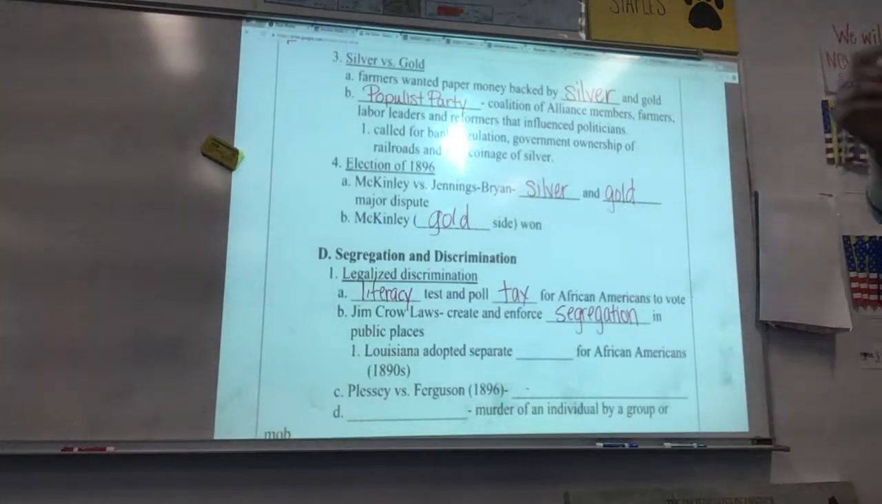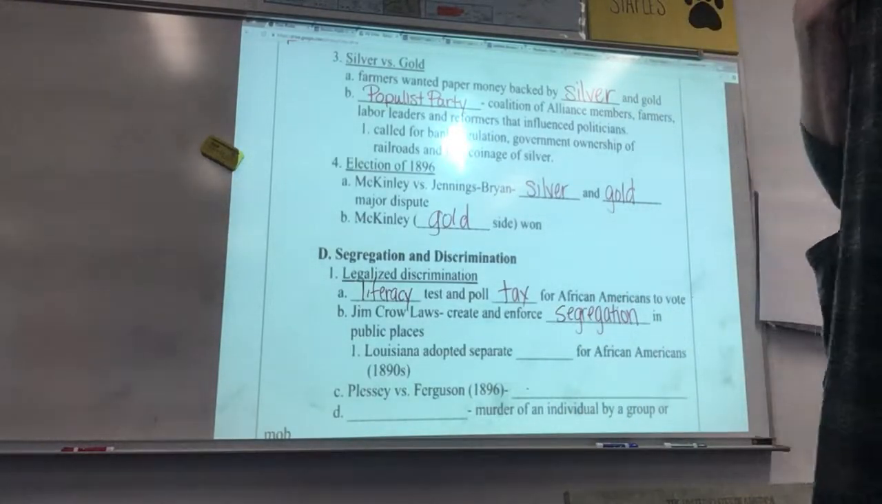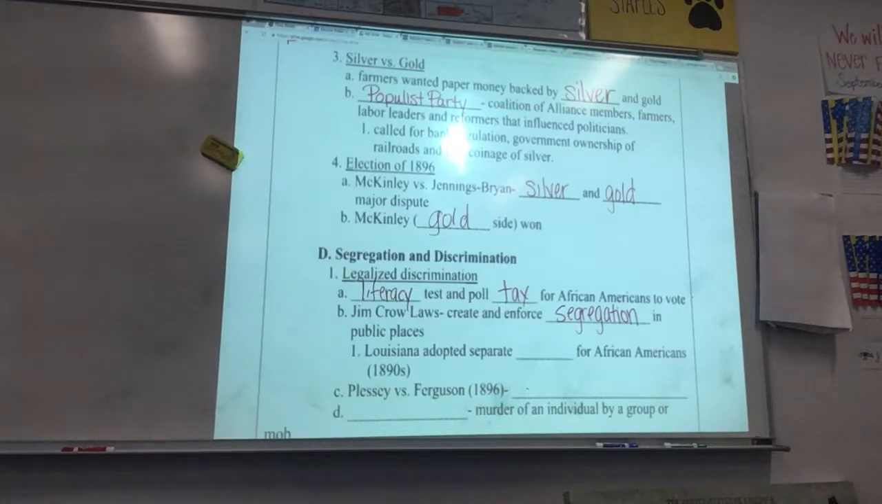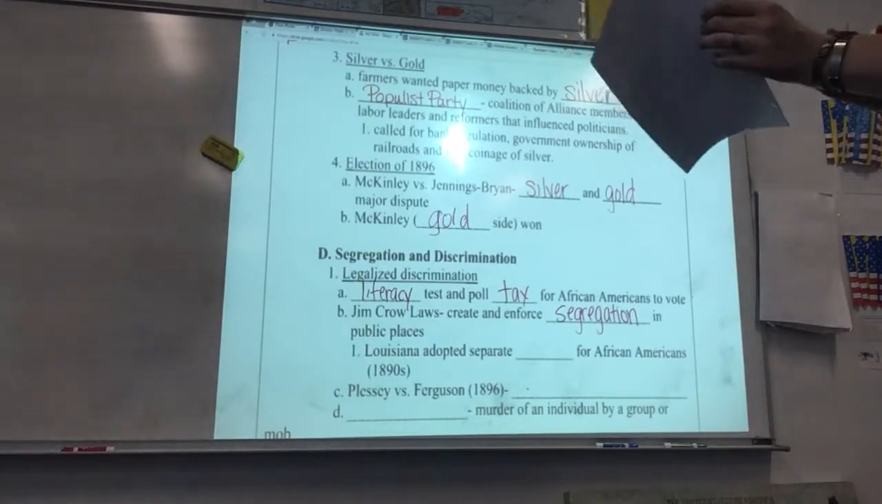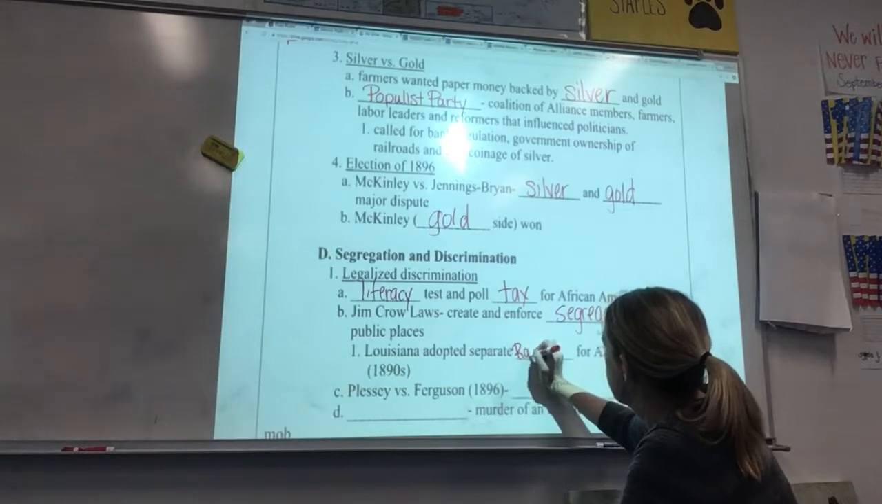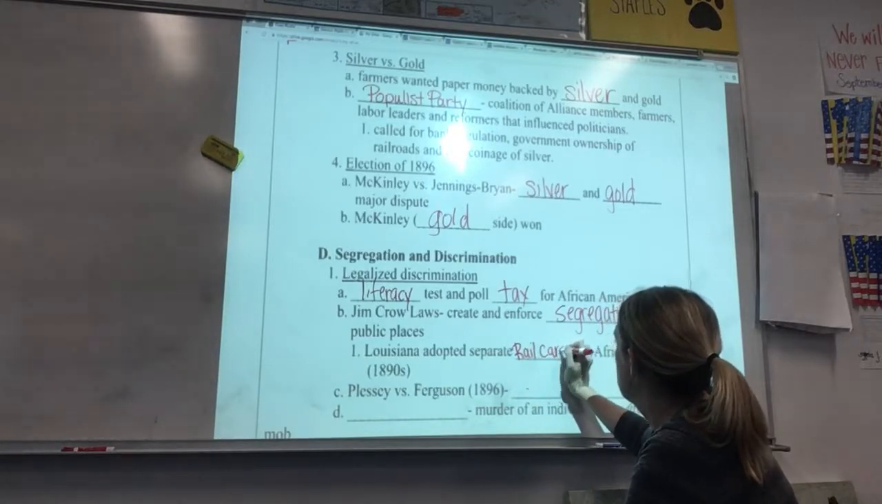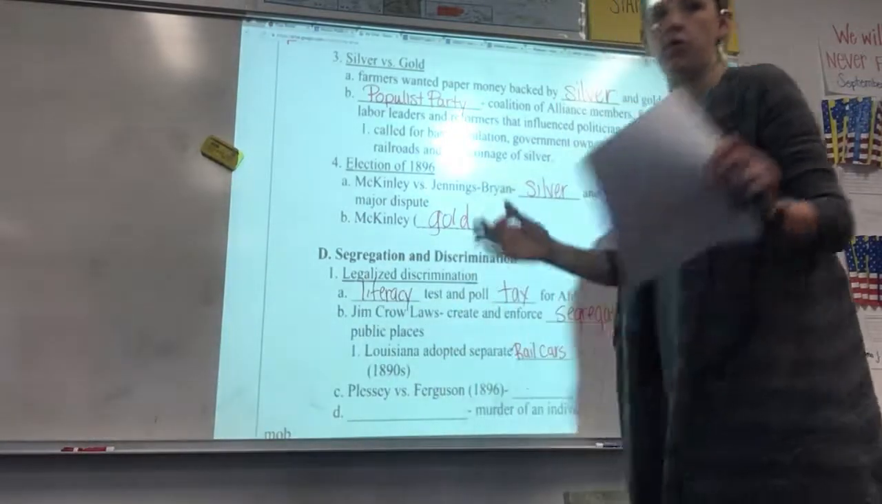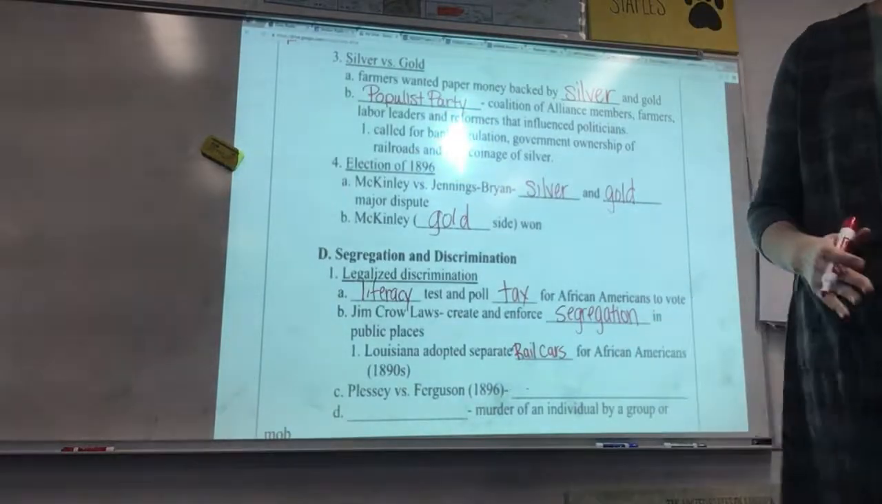Okay, so they had black water fountains and white water fountains. Jim Crow law said they could do that. Louisiana adopted separate rail cars for African Americans in the 1890s. So on a train, they had one car that was for white people and one car that was for black people.